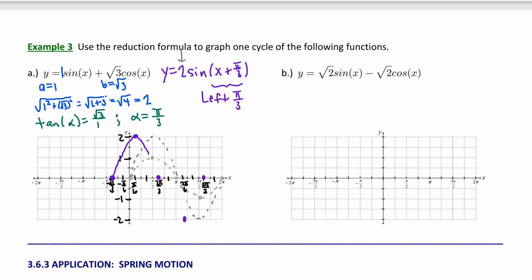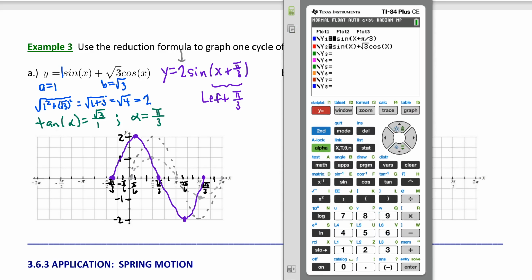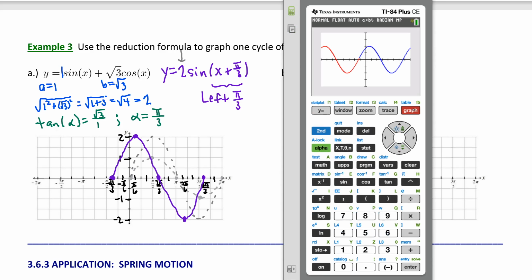transformed sine wave. Now, these are very easy to verify that you have the correct reduction. If you go to your calculator, make sure you're in radian mode, type in the reduced formula and the original formula, and graph them both in the same coordinate plane. You should see that they represent exactly the same curve.